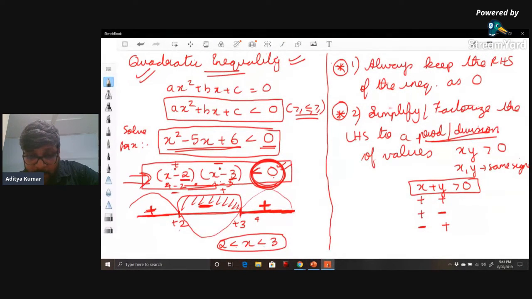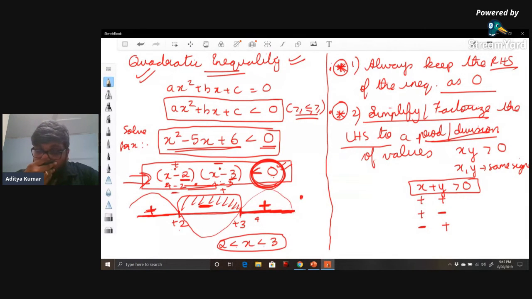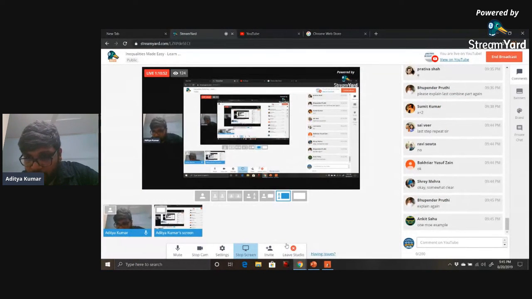I'm just telling you that this is a very important process, and I've given you two golden rules of inequalities. Always keep the right hand side as 0, and simplify or factorize the left hand side to a product or a division of values. These two pointers along with this are really important. You'll realize when we work questions how important they become. So make sure you understand this fully before we go further.